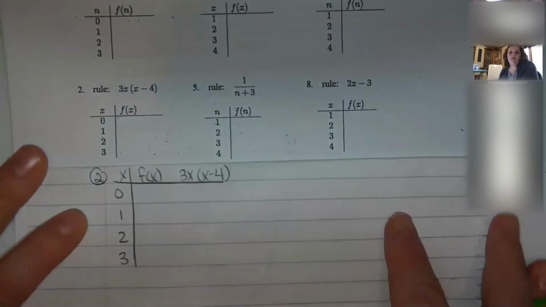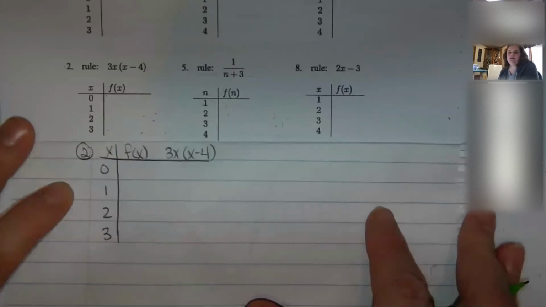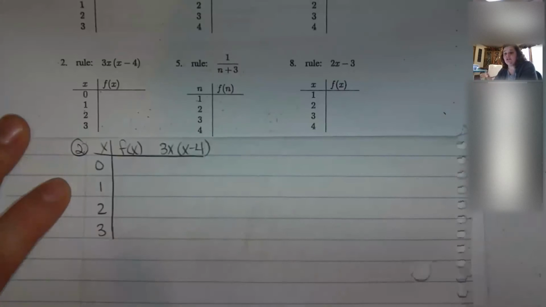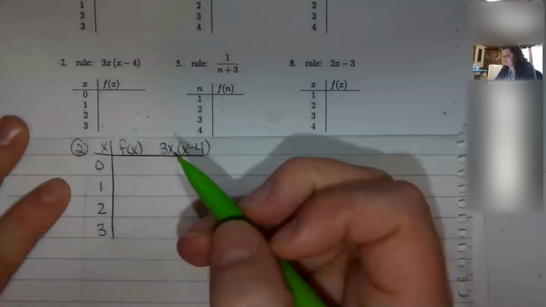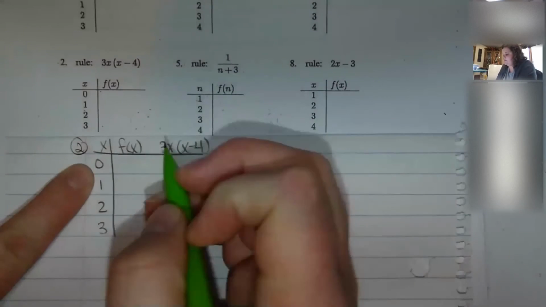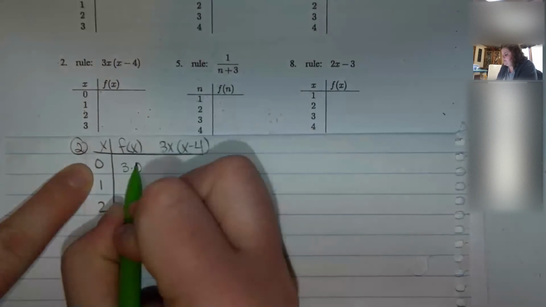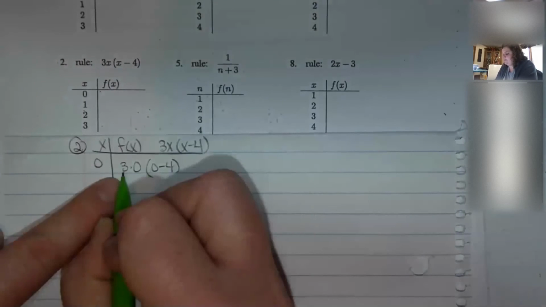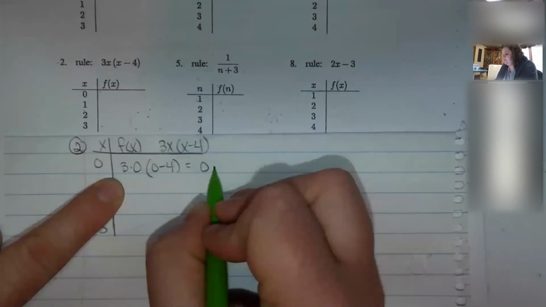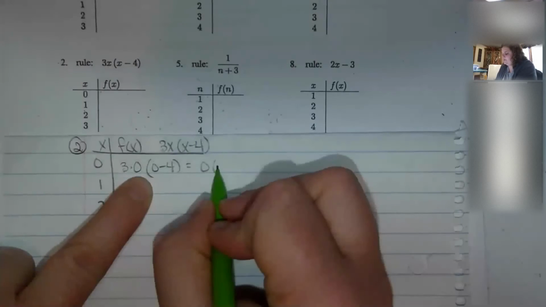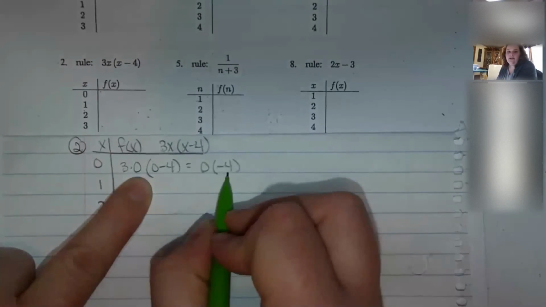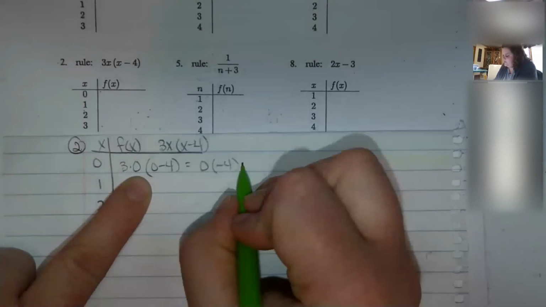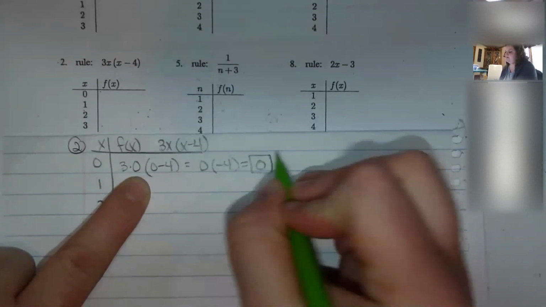Okay, we're gonna plug in a 0 wherever we see an X. There's actually 2 X's that we have to plug it into. So I have 3 times what my X value is. So I have 3 times 0. And then in parentheses, I have 0 minus 4. Well, 3 times 0 is still 0. 0 minus 4 is negative 4. 0 times negative 4 gives me a 0 for my first one.